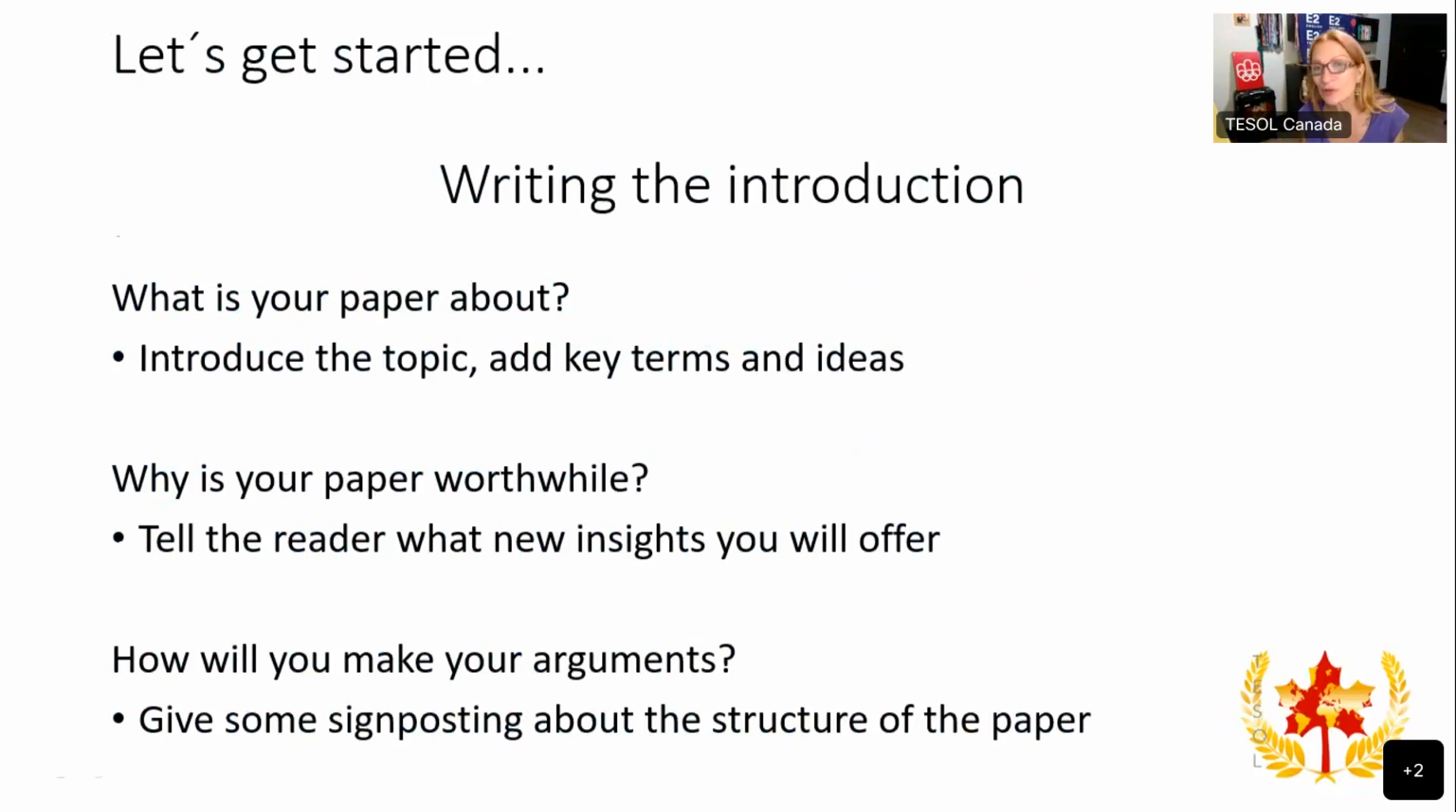And how are you going to develop your arguments? How are you going to support them? Are you going to use theory? Are you going to use the survey results? Are you going to combine them? So all of this is in your introduction.